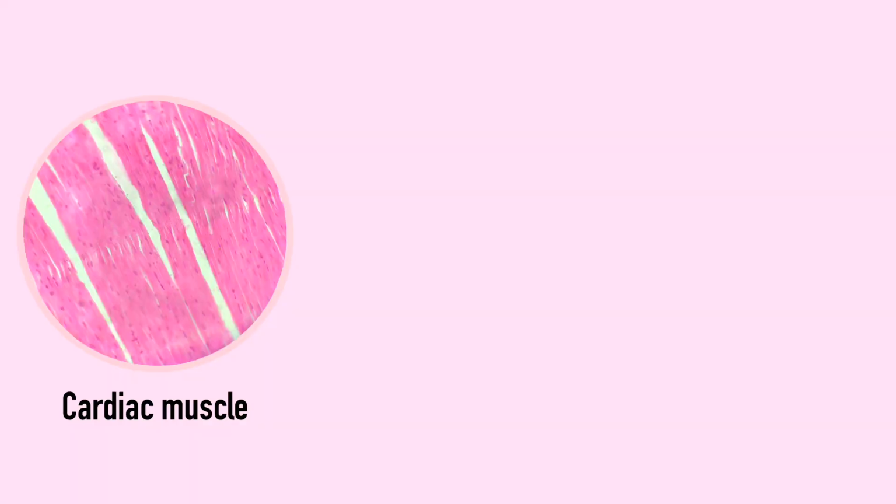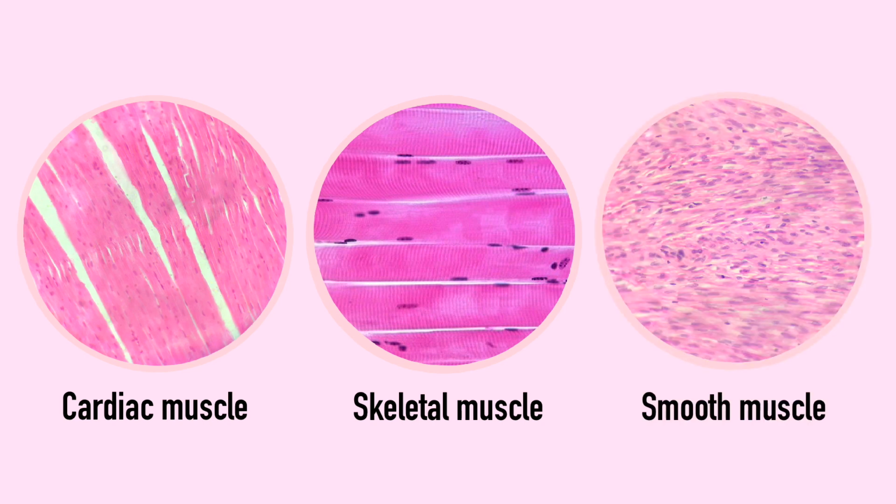Hi everyone, this is Histology by Genius, and today we're going to talk about the histology of skeletal muscle. There are three types of muscle: cardiac, skeletal, and smooth muscle.